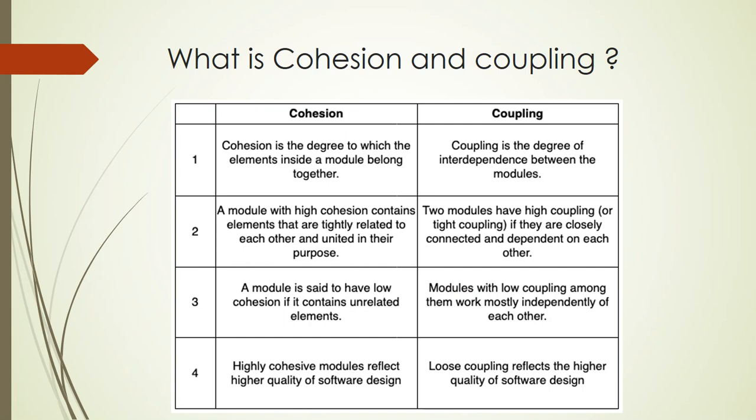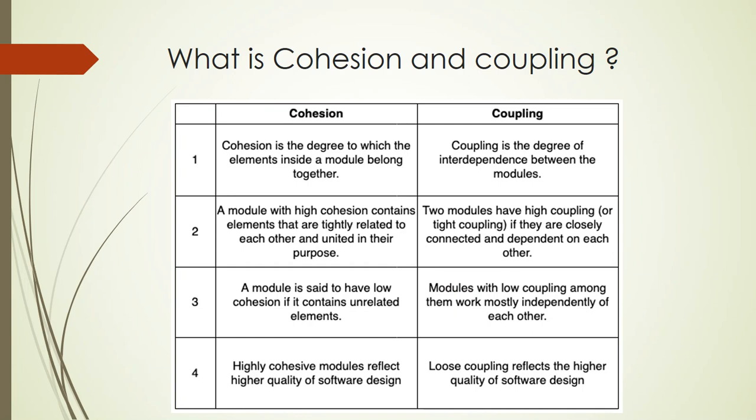The next important question is, what is the difference between cohesion and coupling? As the name says, coupling means how your classes are coupled. Your program should be loosely coupled, so that the dependency of one class on another class is very low. And cohesion means your class should be highly cohesive.